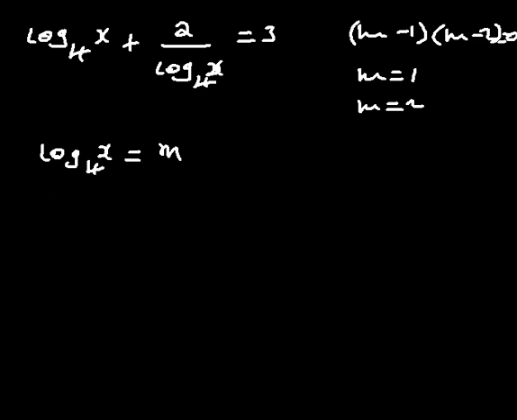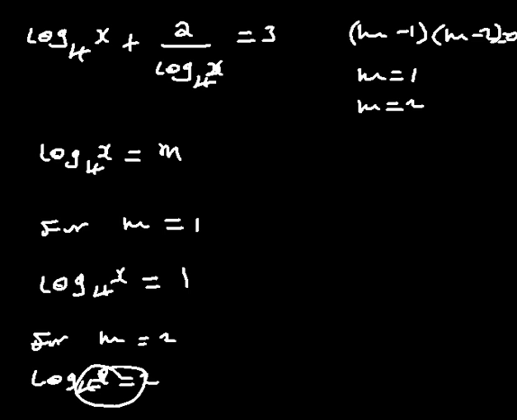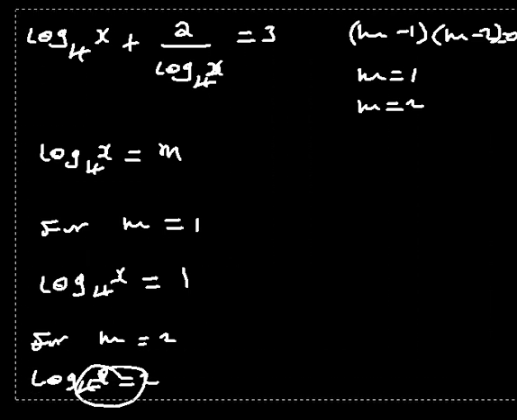For log 4 of x, what do you think will be that? In this case, for m equal to 1, we'll have log 4 of x equal to 1, and from here you can solve for x. And also for m equal to 2, we'll have log 4 of x equal to 2, and from this point you can also solve for x. So keep that in mind.